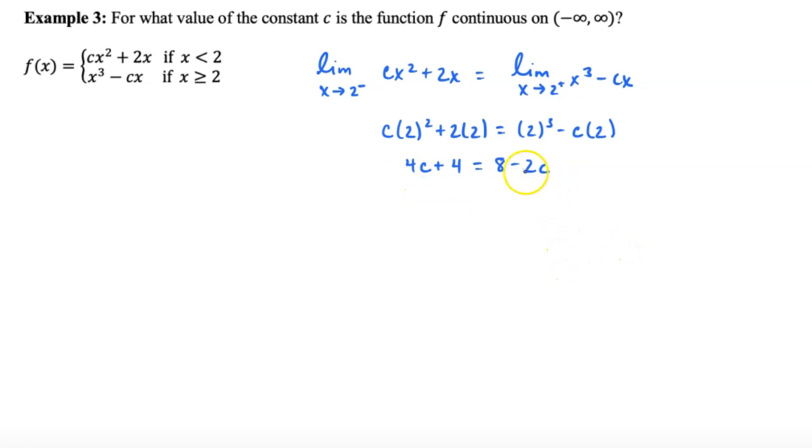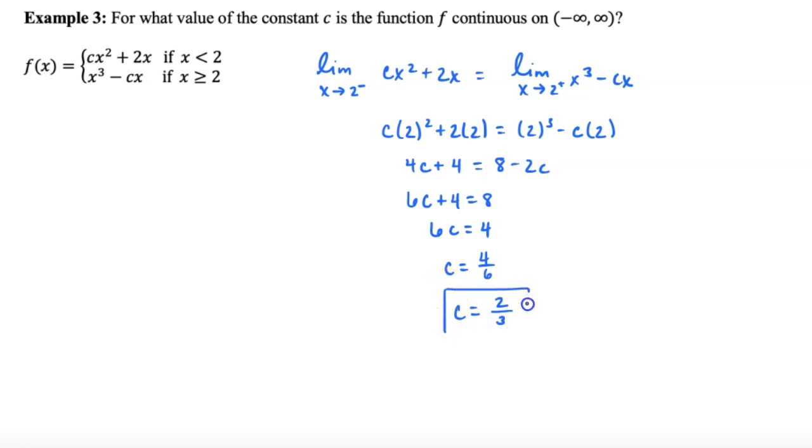Now I've just got a linear function, so I'm going to get my c's on one side of the equation and my constants on the other. Adding 2c to both sides, I get that 6c plus 4 is equal to 8. And subtracting 4 from both sides, I get that 6c is equal to 4. Finally, dividing by 6, I get that c is equal to 4/6. And I always want to simplify fractions. So finally, I can say that c is equal to 2/3.